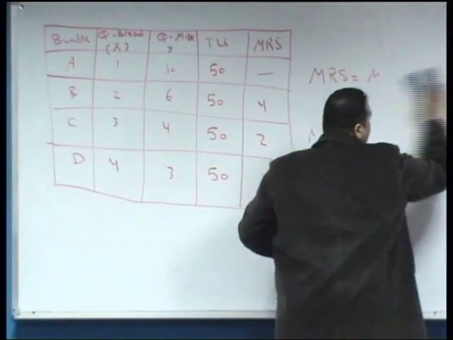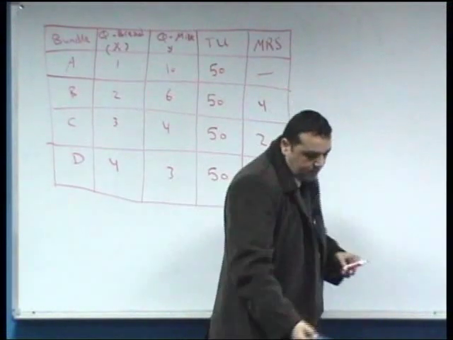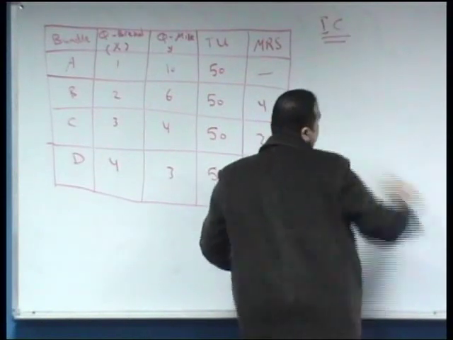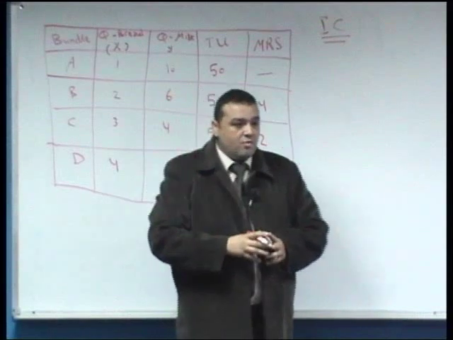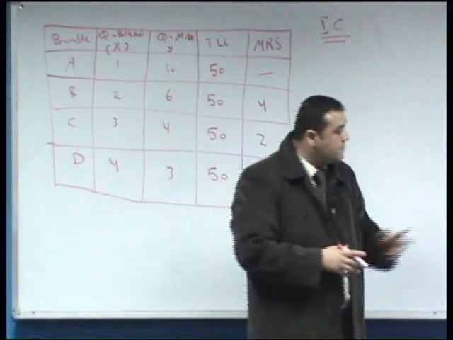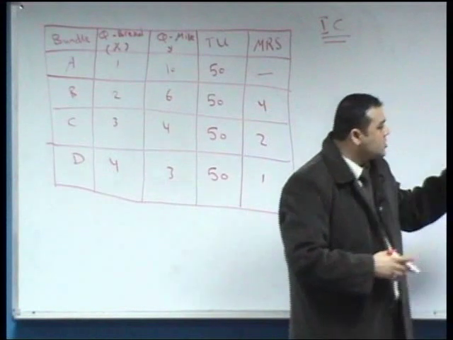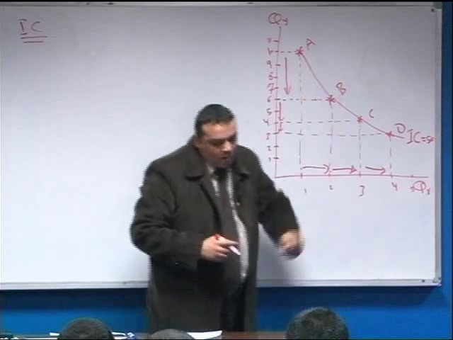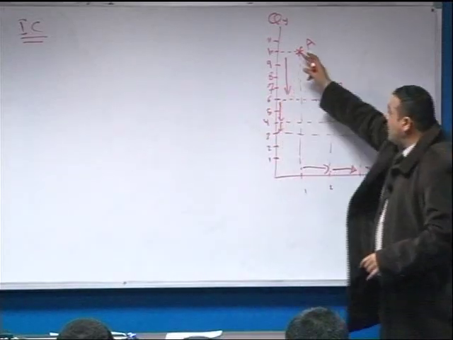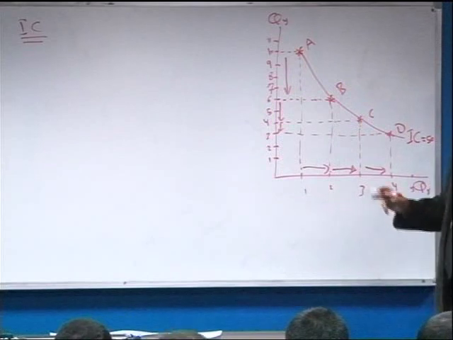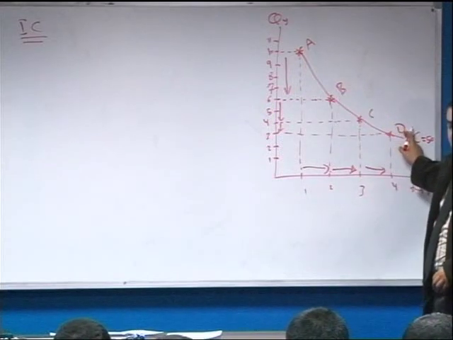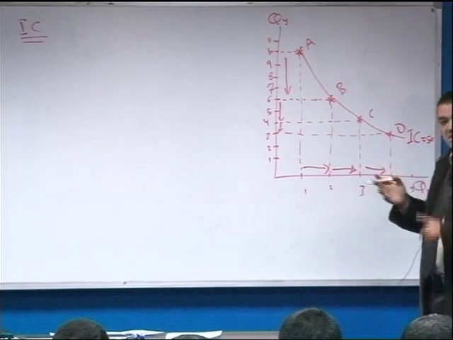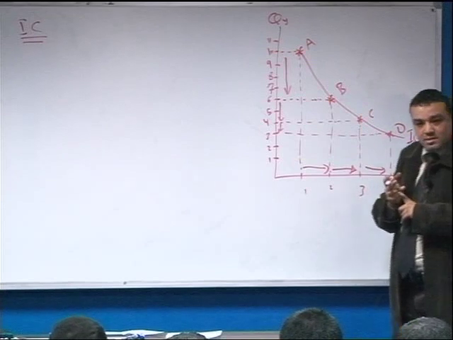The characteristics of indifference curve. We have 4 characteristics of indifference curve. Number 1, as you see, the indifference curve will be a downward sloping, or negative downward sloping, curve from left to the right. This is number 1, right?